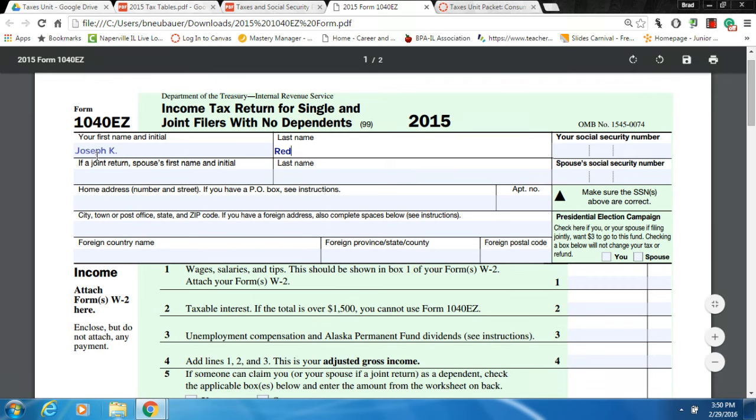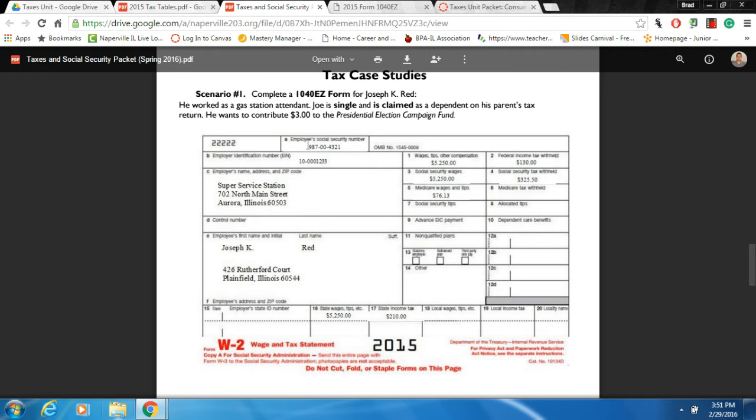Okay, so this guy, he might go by Joe or Joey, but for these purposes, we're going to put his full legal name in there. His Social Security number, 987-00-4321. And just as a reminder, you can get that right here on the W-2 form.